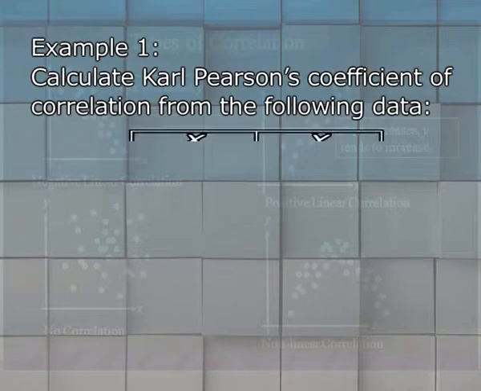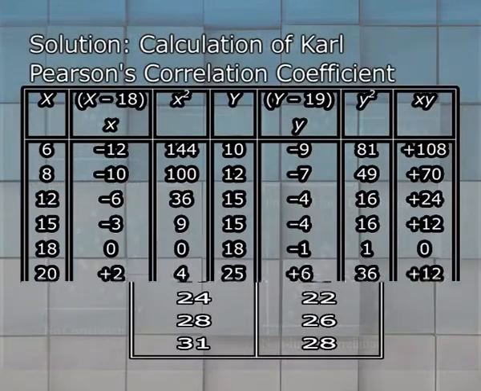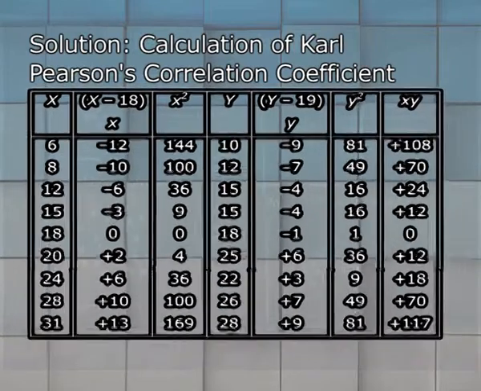Calculate Karl Pearson's coefficient of correlation from the following data. So we have a table of x and y. Now let's see the solution to this. We are doing the calculation of Karl Pearson's coefficient of correlation. For that, we are making a table with the columns headed x, x minus 18, which is equal to small x, x square, y, y minus 19, which is equal to small y, and y square. Then the last column is xy.